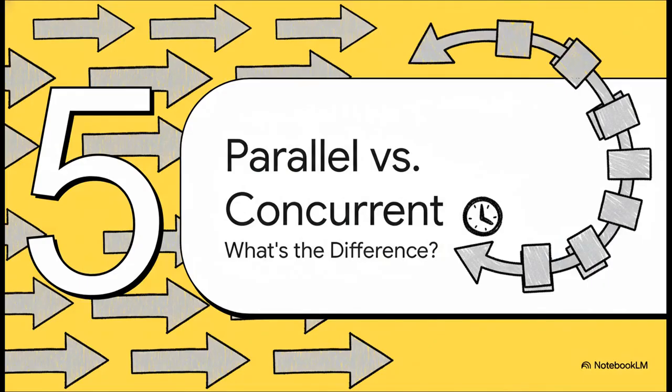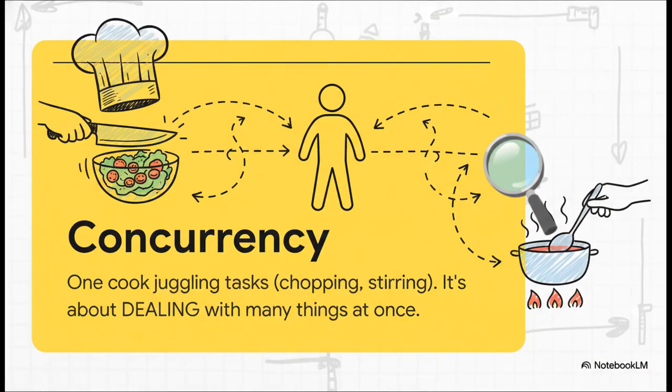Okay, so now that we get the speed limit on doing things all at once, let's clear up one final really important point. This is something that trips a lot of people up. You hear the words concurrent and parallel thrown around like they're the same thing, but in the world of computing, they are absolutely not. Concurrency is all about how you structure your work. It's about dealing with many things at once.